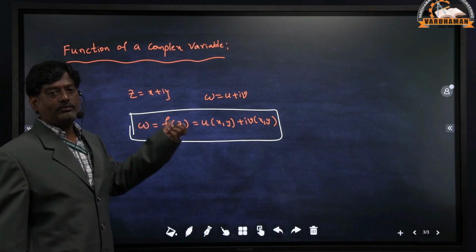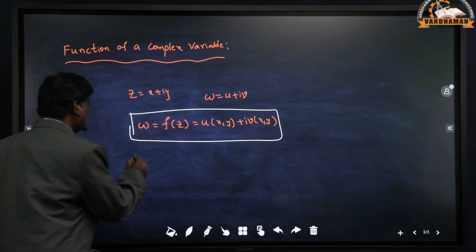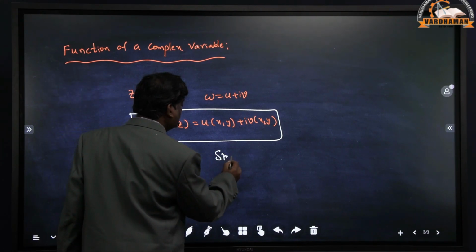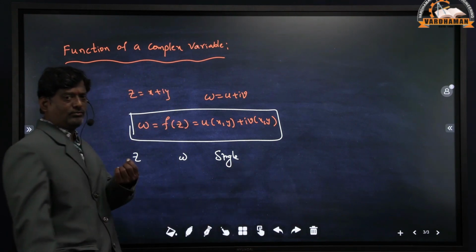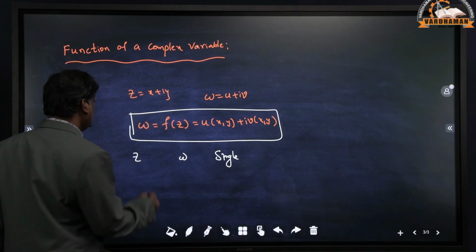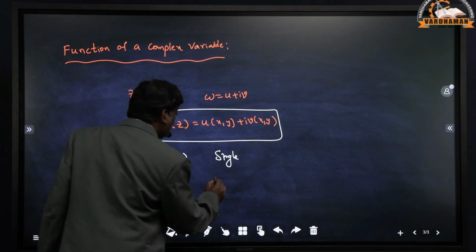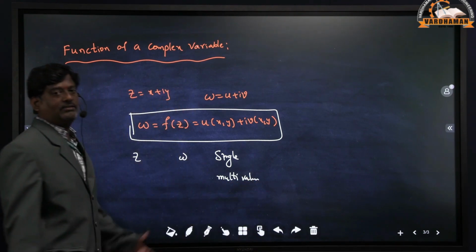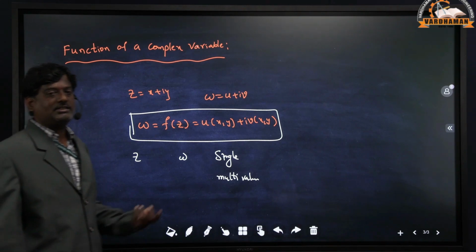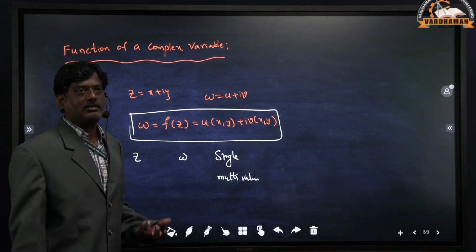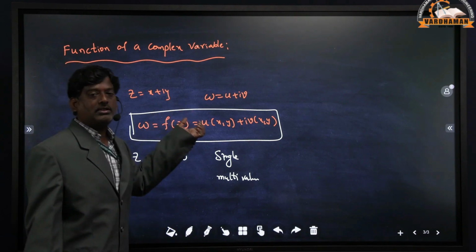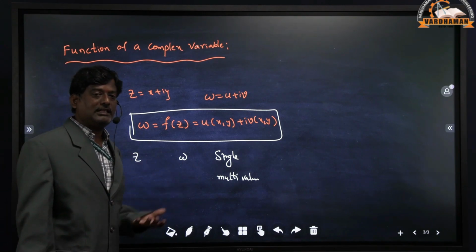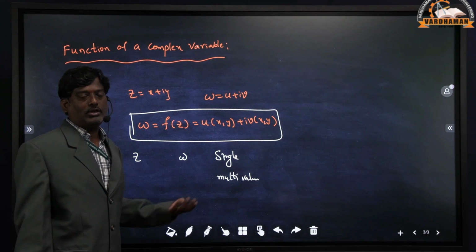Now, if for every z there is only one value of w, then it is called a single valued function. That means for one value you have only one value. Otherwise you call it a multi-valued function. Depending on the function values, we decide whether the given function is single valued or multi-valued. That's why in the standard definition we say one or more values. If it is one, we call it a single valued function. If it is more than one, we call it a multi-valued function.